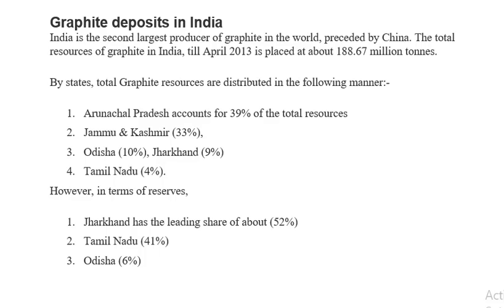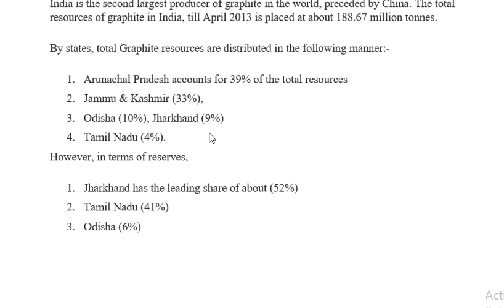So in terms of resources, Jharkhand is the leading contributor of graphite, and subsequently Jammu and Kashmir is second, third is Odisha, fourth is Jharkhand, and fifth is Tamil Nadu. But in terms of reserves, the second topmost reserve holder is Tamil Nadu, followed by Odisha.